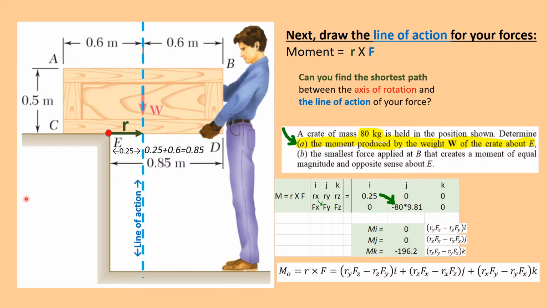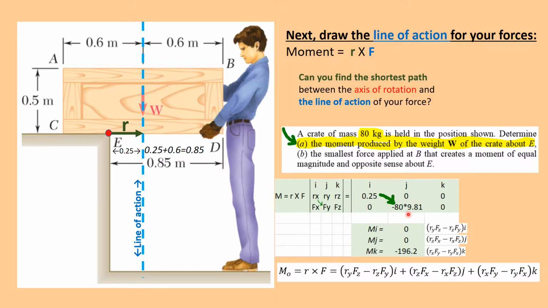Setting it up in Excel. I'm just using a different cell for the XYZ components of my position vector and XYZ components of my weight. So from the axis of rotation to the line of action of our force, we're going over 0.25, and you had to kind of study the dimensions for this. So if this is 0.85 and this is 0.6, take the difference, then you get this is 0.25. So we're going in the positive i direction, 0.25. And then our weight is going down in the negative j direction.